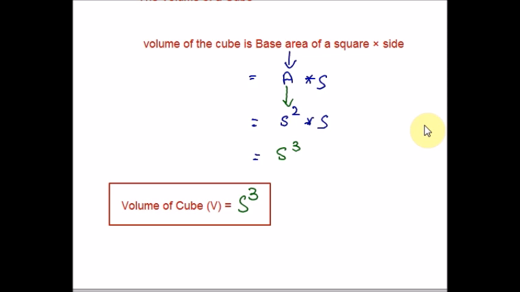Hope you understand the derivation of the formula for the surface area, lateral surface area and volume of cube and cuboid. In our next session, we can discuss the problems based on these. Hope you are clear with the derivation.